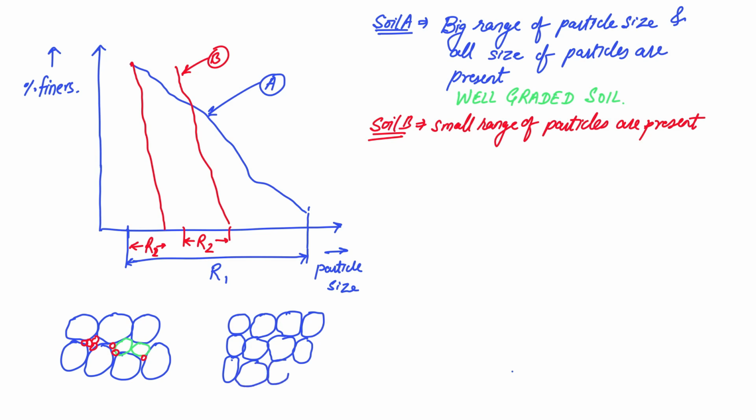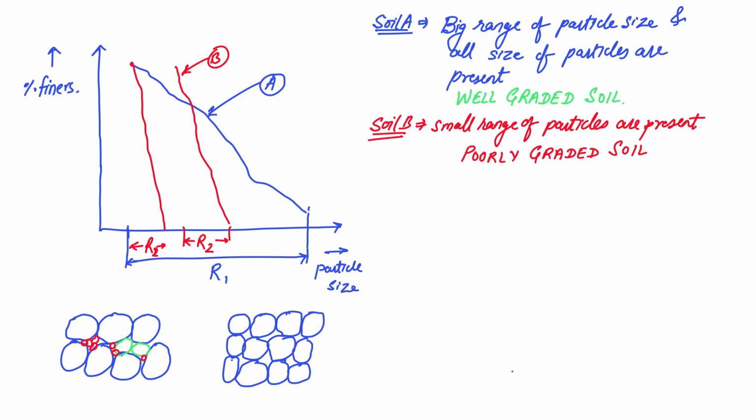Only bigger size of solids are present, and here you can see that there is no small particle that can get adjusted in this particular void, or that can remain present in this void. Yes or no? So that means smaller particles are not present. Such particular soil is actually known as poorly graded soil.